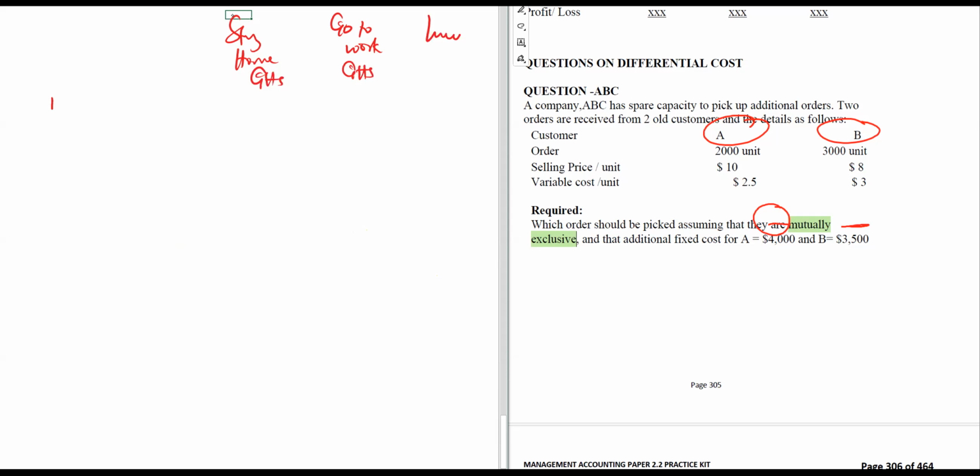So if he stays home, what income is he going to get? Uncle is going to give him a tip of 100 cedis. If he goes to work, he will not get it. Then his neighbor will give him how much? 40 cedis. Then his clients will give him how much?